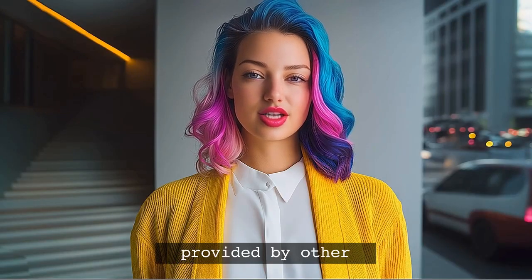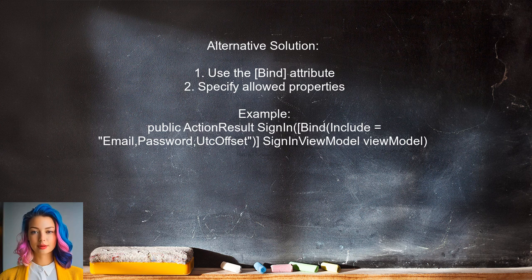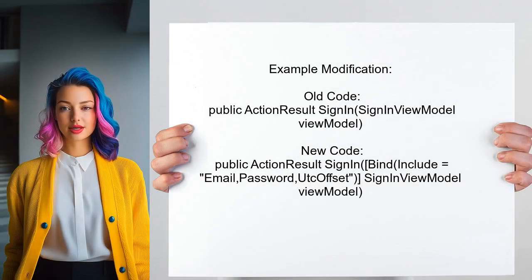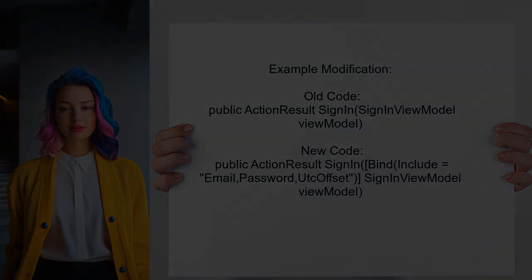Now, let's look at the answers provided by other users. An alternative solution from another user suggests that the issue may stem from not using the bind attribute on your model parameters. They explain that by specifying which properties are allowed, you can prevent unwanted data from being processed. This user shares their experience with a sign-in controller action, showing how they modified it to include the bind attribute. This ensures that only the specified properties are read, enhancing security against unwanted input.